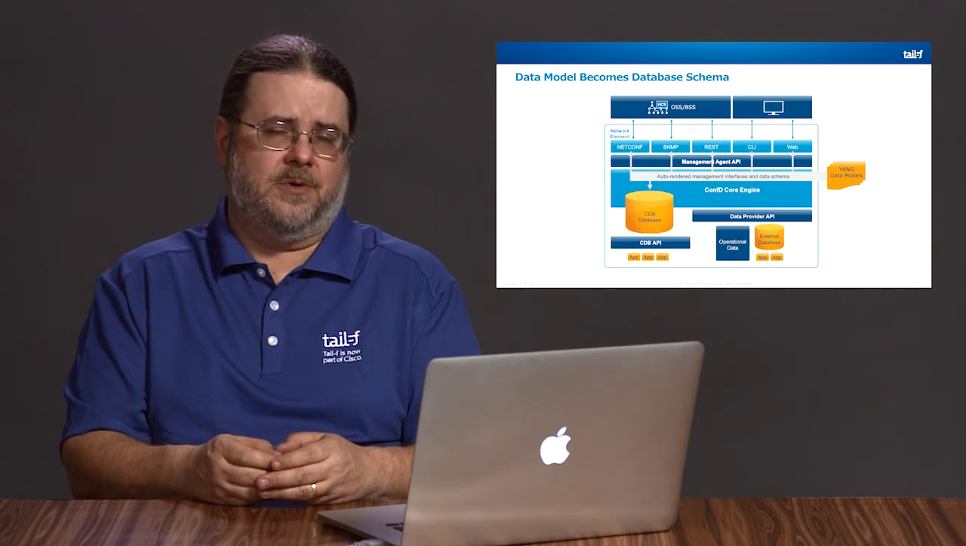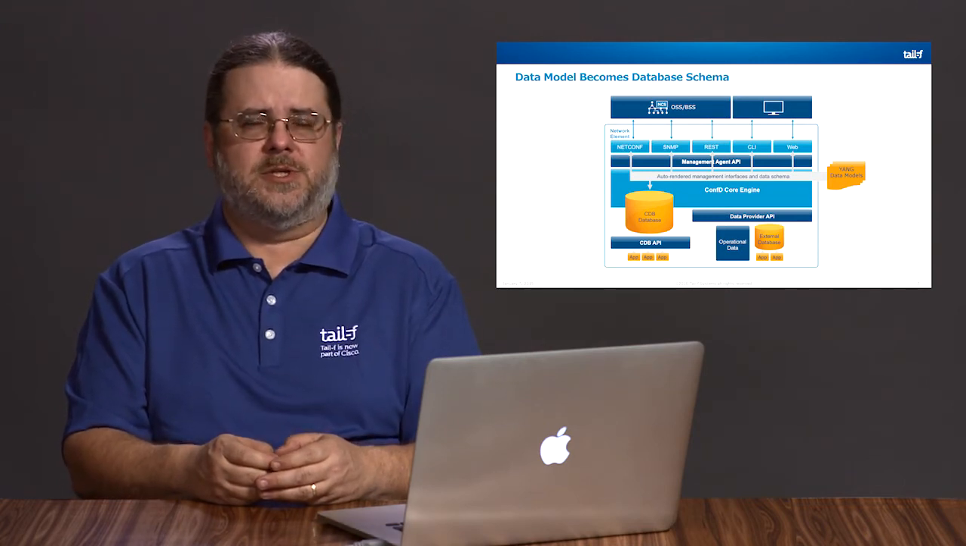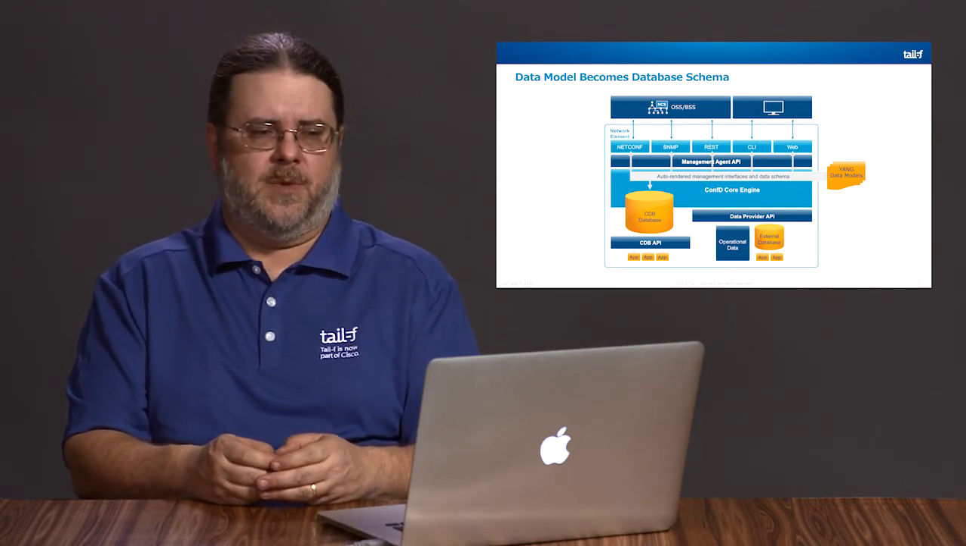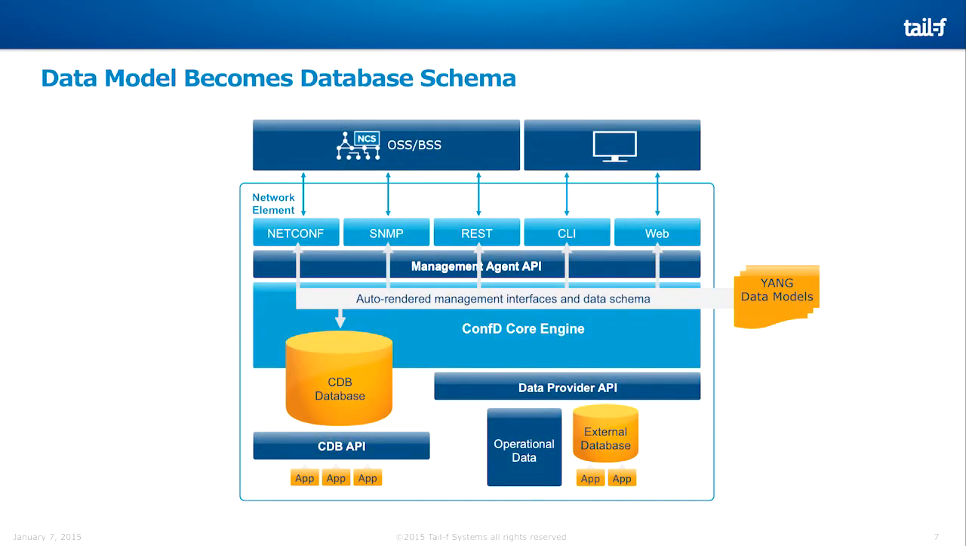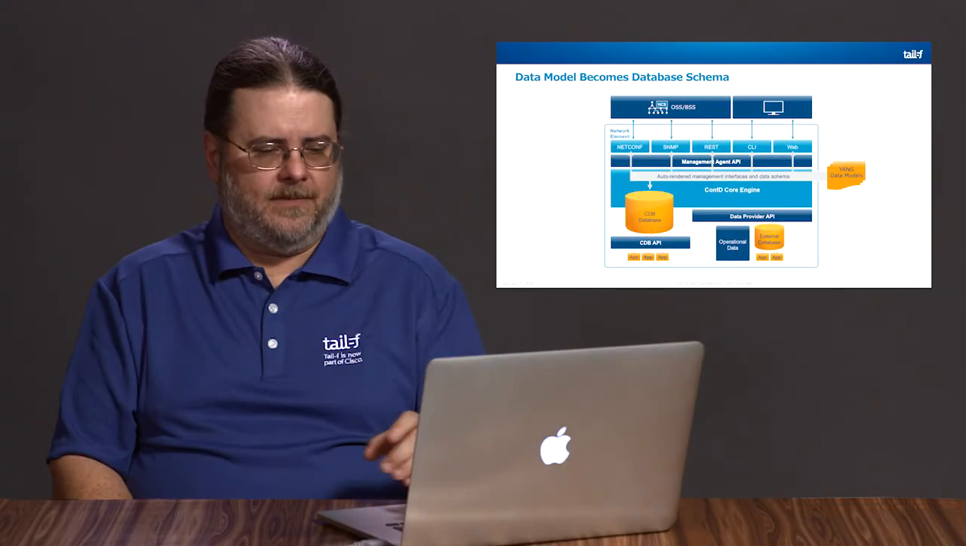Now, as I mentioned earlier, the data model is used to drive the schema of the database. So when ConfD starts up, the data models are loaded. We check the current schema of the database against the data models, and if there's a difference, the upgrade transaction will be initiated. As part of that processing, the database schema will be updated to match the new models.